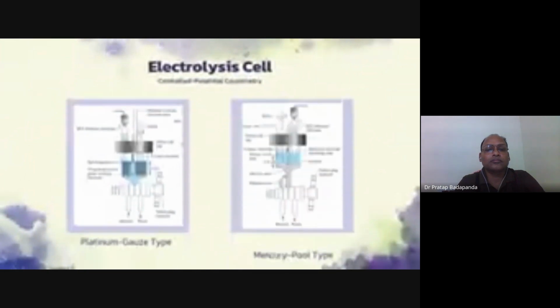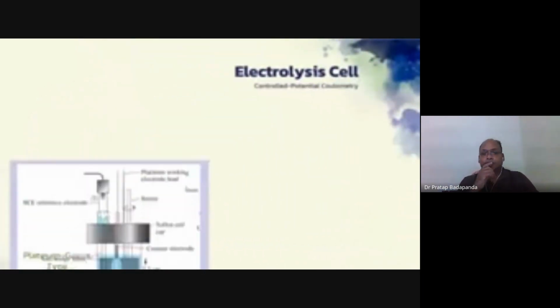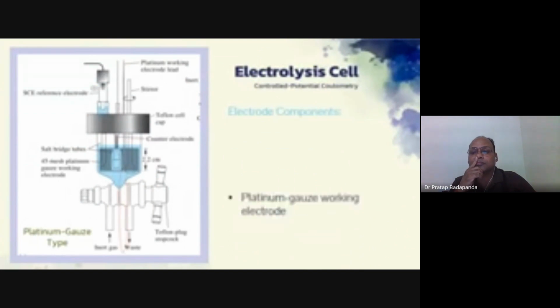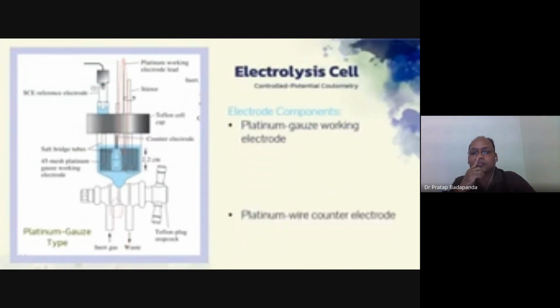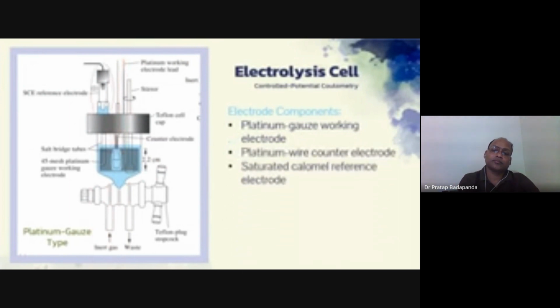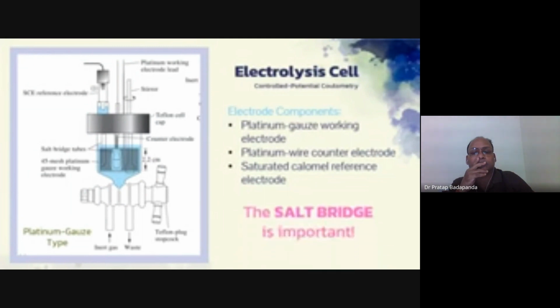These figures illustrate two types of cells that are used for potentiostatic coulometry. The first figure consists of a platinum gauze working electrode, a platinum wire counter electrode, and a saturated calomel reference electrode. The counter electrode is separated from the analyte solution by a salt bridge that usually contains the same electrolyte as the solution being analyzed. The salt bridge is needed to prevent the reaction products formed at the counter electrode from diffusing into the analyte solution and interfering.